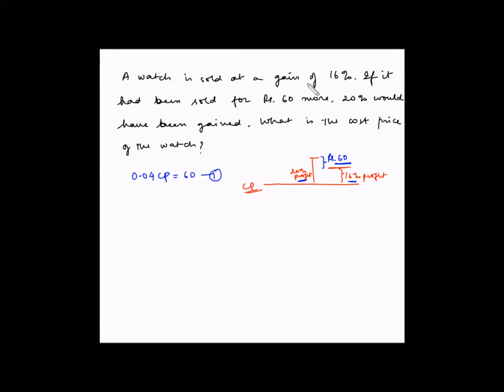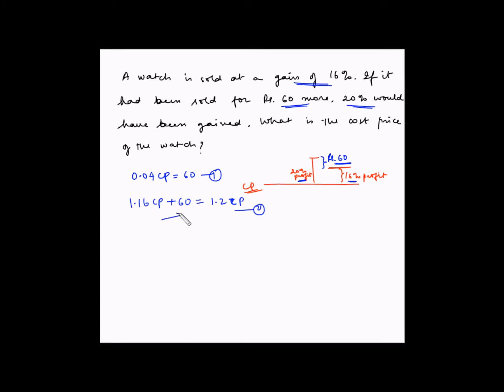So the watch is being sold at a gain of 16%, and if it had been sold for rupees 60 more, 20% would have been gained. So the selling price at a gain of 16% plus rupees 60 is equal to the selling price, which is giving us a gain of 20%. So in other terms, 1.16 times CP, and if we add 60 to it, is equal to 1.2 times CP. So this is our second form of writing the same expression.